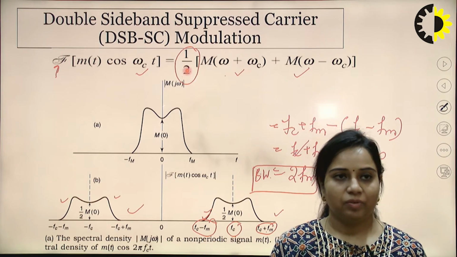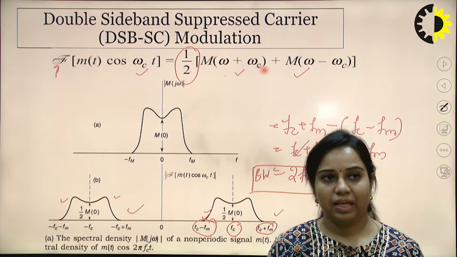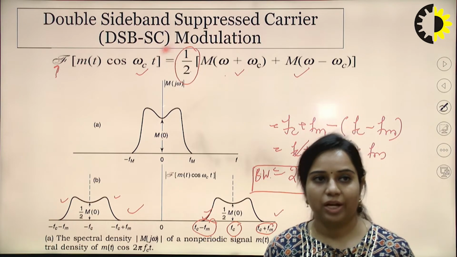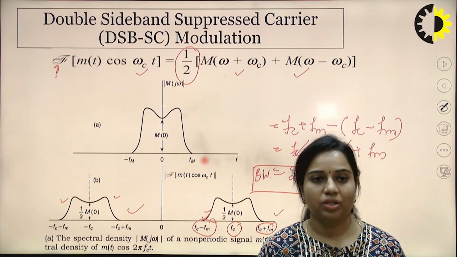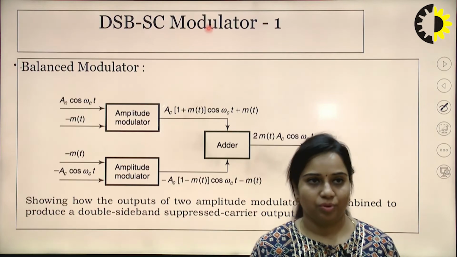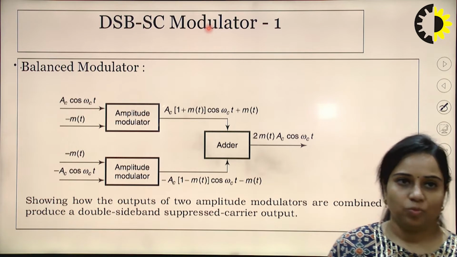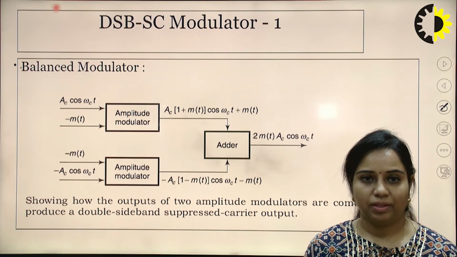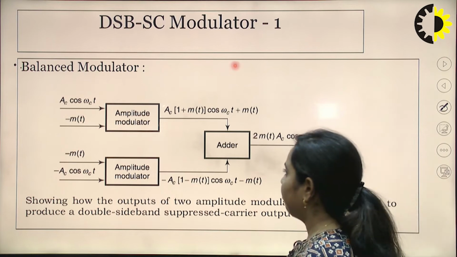The bandwidth will be same, but the power is saved in case of DSB-SC signal, because whatever power you are using to transmit the carrier signal is saved, because you are not transmitting the carrier signal because it is of no use. Now next is the DSB-SC modulator. So there we are going to study 2-3 types of modulators. So the first one is the balanced modulator.